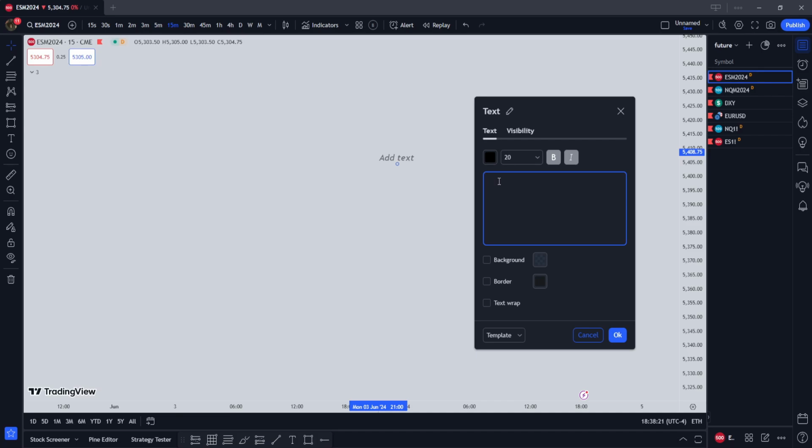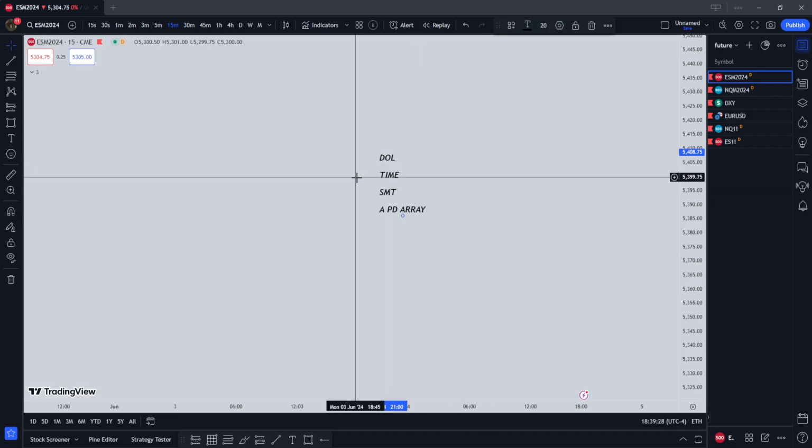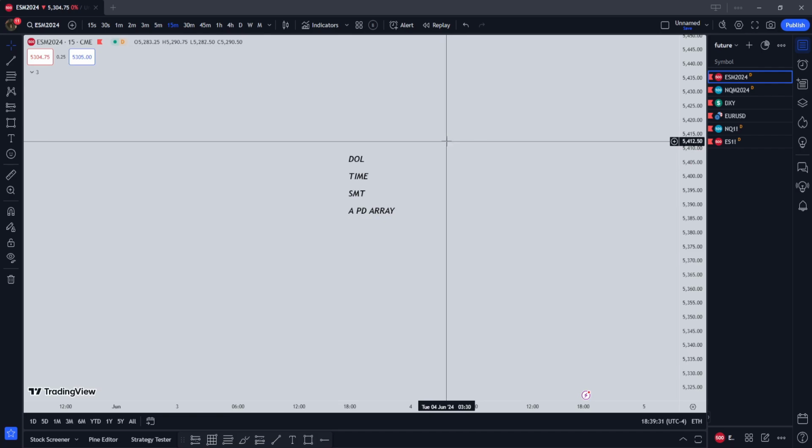So what do you need for a turtle soup setup to be high probability, the highest probability? First of all, you need to have a drawn liquidity. Second of all, you need time. Time is really important. Time is more important than price. Third, you need an SMT. If there is an SMT, the turtle soup is high probability. Fourth should be a PD array.